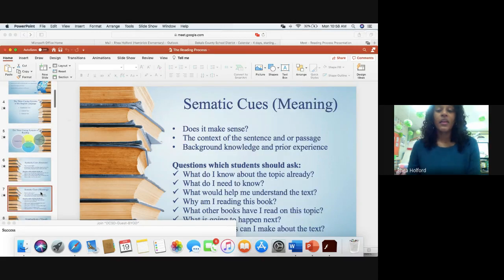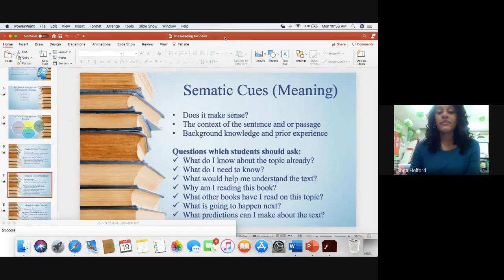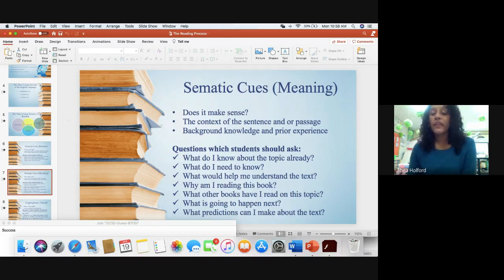We also have semantic cues, which discusses meaning. Does it make sense? The context of the sentence and or passage, the background knowledge and prior experience. Questions that students can ask themselves are: what do I know about the topic already? What do I need to know? What would help me understand the text? Why am I reading this book? What other books have I read on this topic? And what is going to happen next? What predictions can I make about the text?